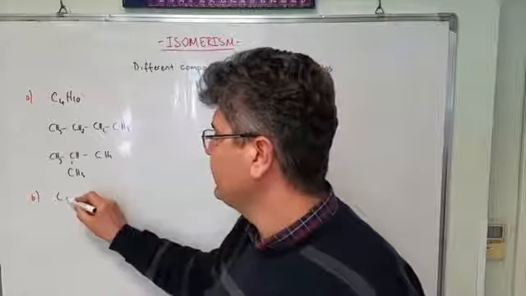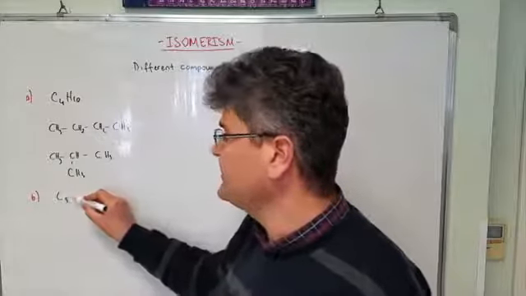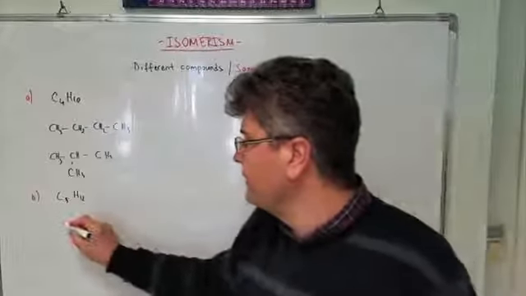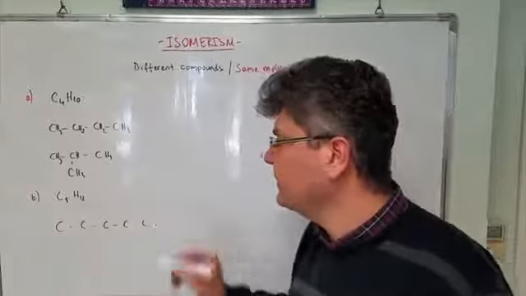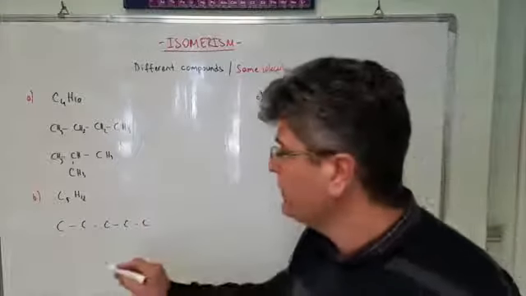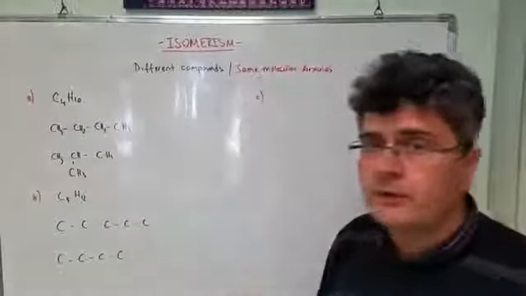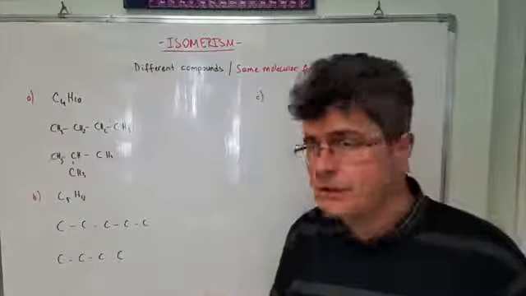Now let's have a look at another molecule. So let's have C5H12. The first compound that I can think of is something linear, pentane. Another compound that I can draw could be with 4 carbon atoms. What about the 5th one? It's going to be a branch.